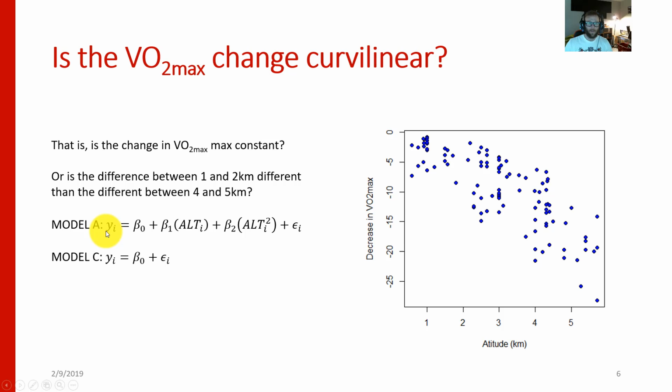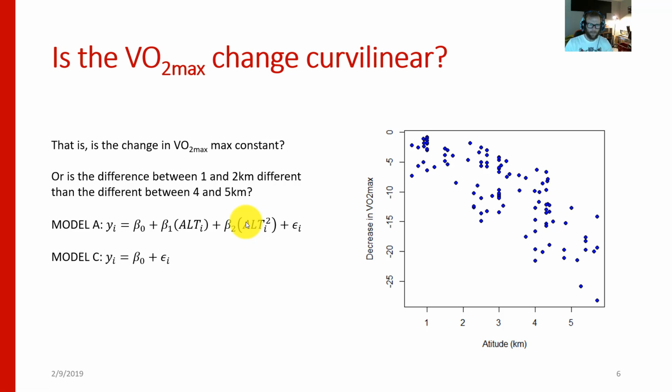And now if I wanted to compare this model as a whole against Model C, Model A versus Model C for a full model comparison would look like this. I have a model that just estimates the average, the best fitting constant value, which would be the average decrease in VO2 max for all people, compared to a model that's going to make a conditional prediction based on the linear change in altitude and on the squared change in altitude.